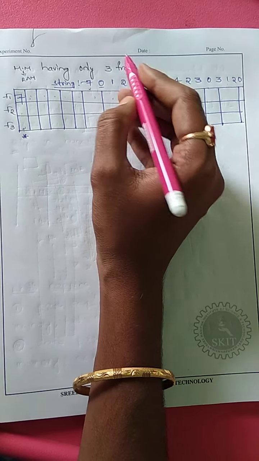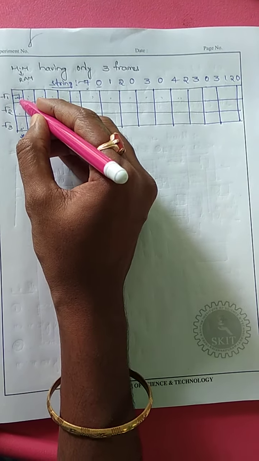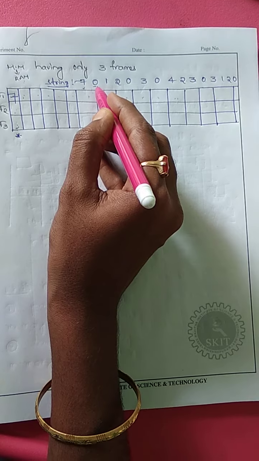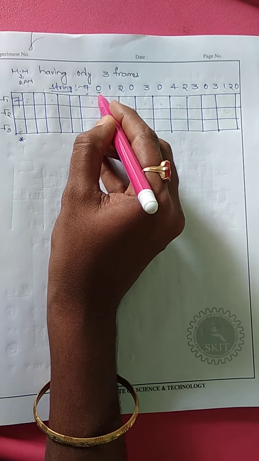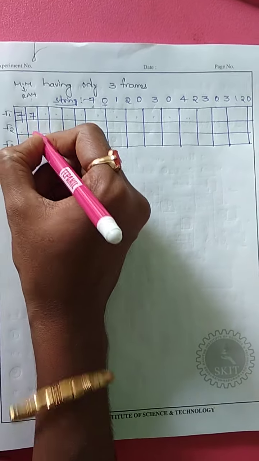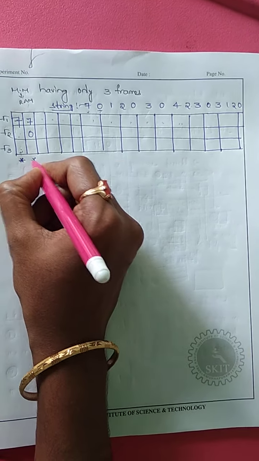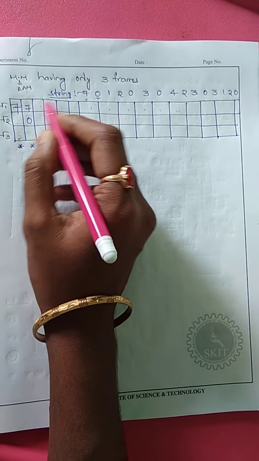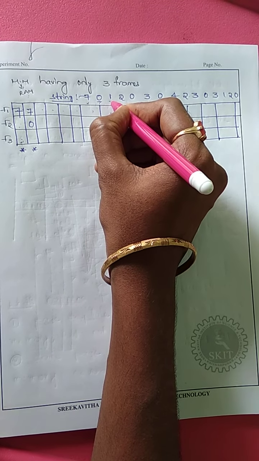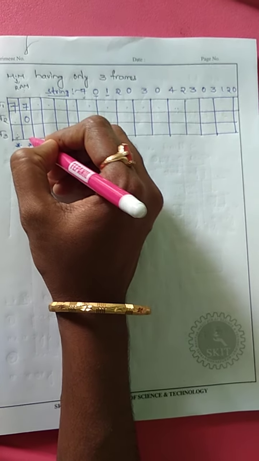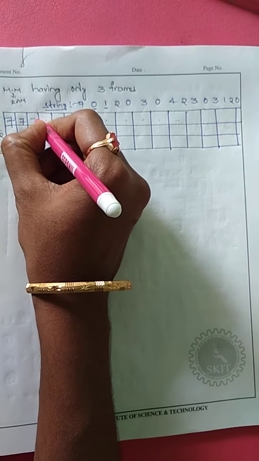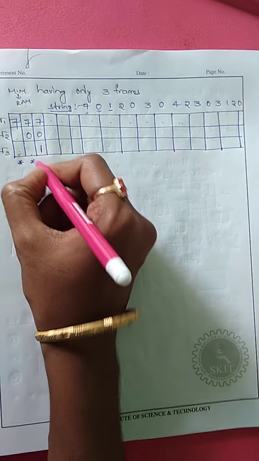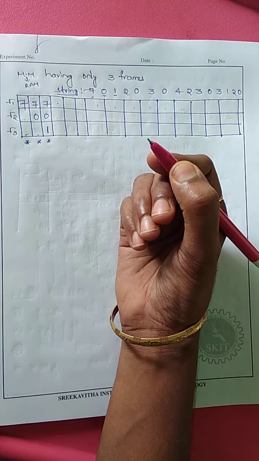What's the next page number? 0. Is it present in the main memory? No. So we need to get it from the secondary memory. So 7, next 0. This is also called a page fault, because this page is not present in the main memory; we are getting it from the disk. Next page number is 1. Is it present in the main memory? No. Same process: we need to get it from the secondary storage device, the disk, and place 1 here. So this was a page fault.